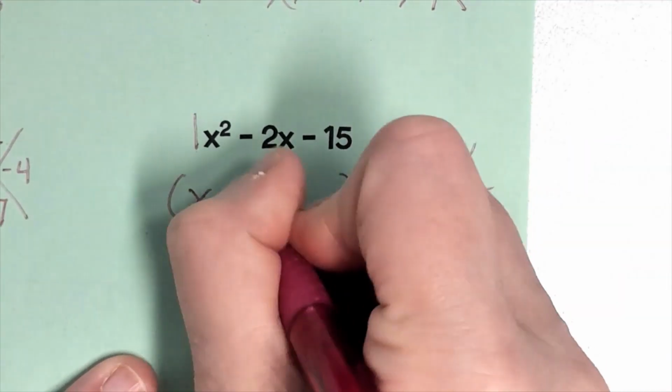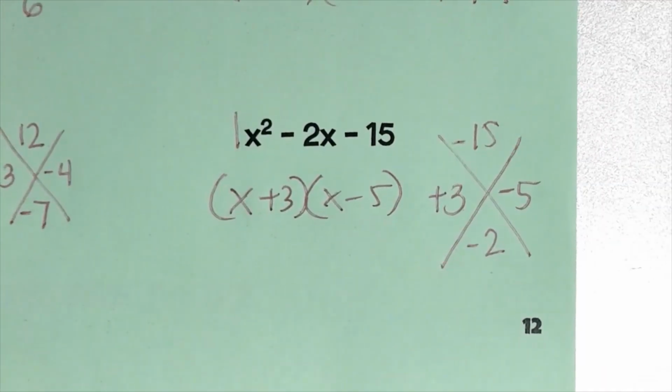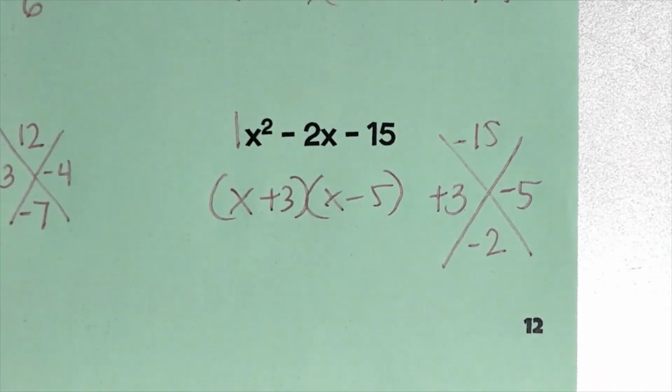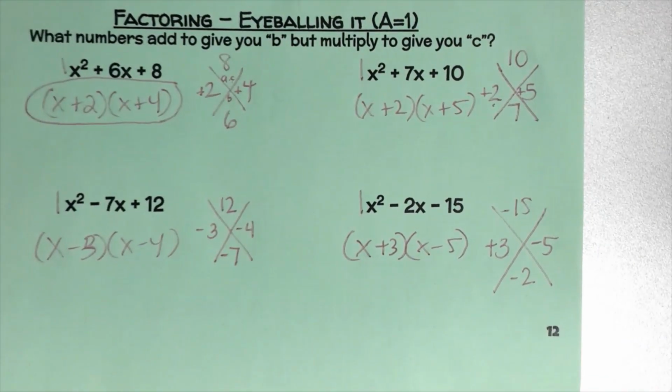So I do x plus 3, x minus 5. This is it. This is how you eyeball. This is the eyeballing strategy, okay? And again, if you don't feel comfortable doing this, then keep on doing the big X, all right? That's fine.